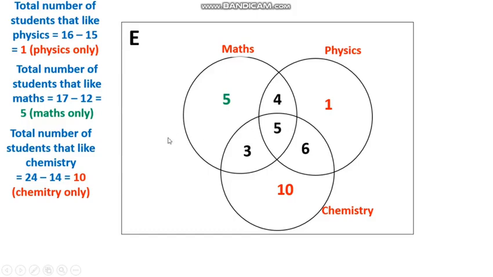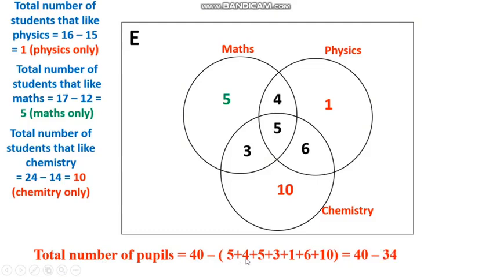So that 6 now shows that this is the number of learners that did not like any of these 3 subjects. They didn't like maths, they didn't like physics, they didn't like chemistry. So these 6 pupils, it means they liked other subjects that are not stated here. So we have said the total number of pupils is equal to 40. We add 5 plus 4 plus 5 plus 3 plus 1 plus 6 plus 10. This gives us a 40.